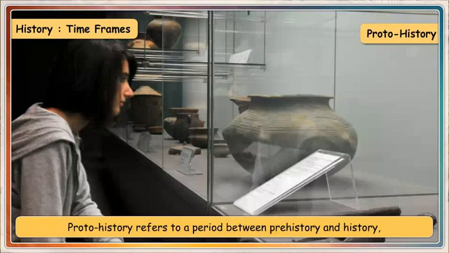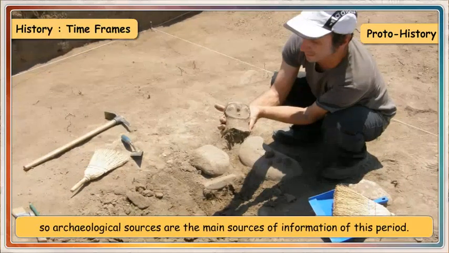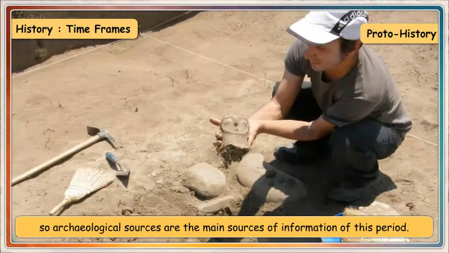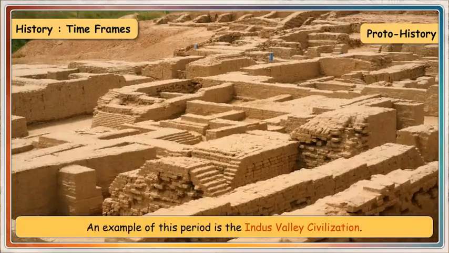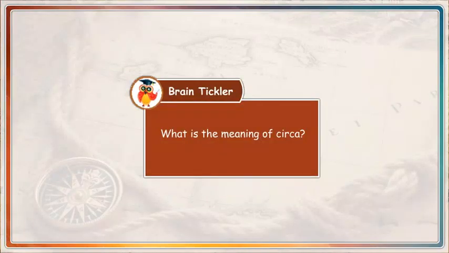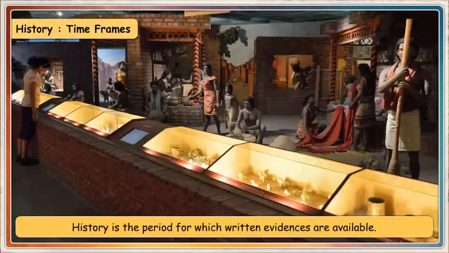Proto-history. Proto-history refers to a period between prehistory and history, for which we have very few written records. So, archaeological sources are the main sources of information of this period. An example of this period is the Indus Valley Civilization. Brain tickler. What is the meaning of circa?